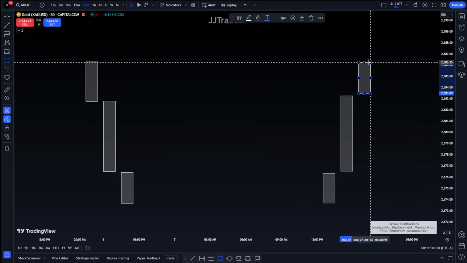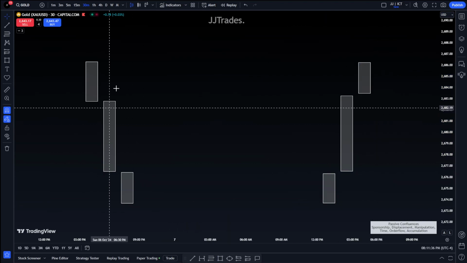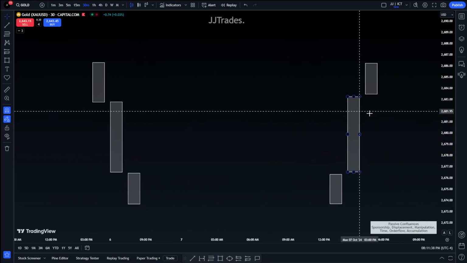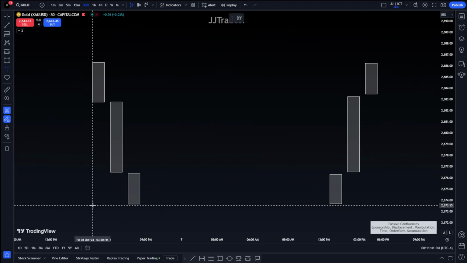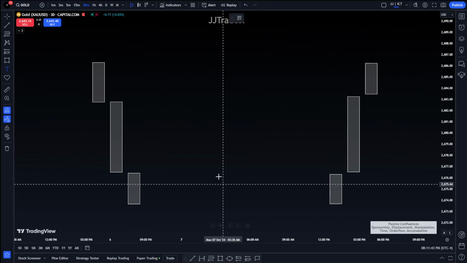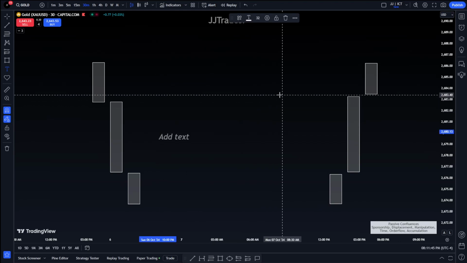Okay. So you have a bearish fair value gap and you have a bullish fair value gap. We're gonna mark these as BISIs and SIBIs. Where should I place it? I guess I can place it right here. So this is a SIBI.